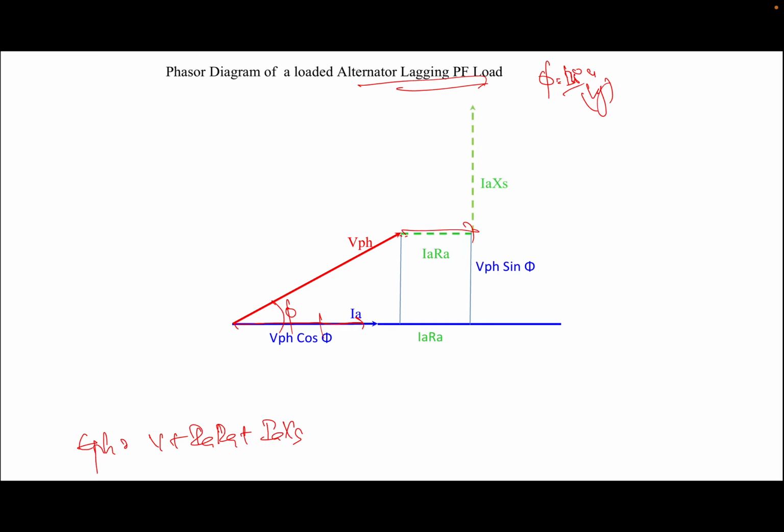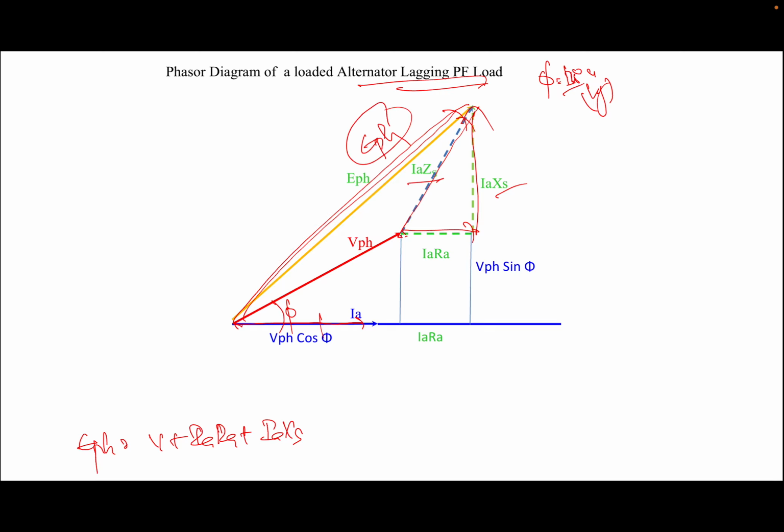Next, how should I represent IaXs here? Perpendicular to the Ia phasor, I have to draw the IaXs phasor. The resultant of these two will be Ia into Zs, and the phasor sum of these will be E phase. Okay, the same phasor sum will be E phase here. Now what do I need to find? I need to find out E phase. Ultimately, I don't know E phase.